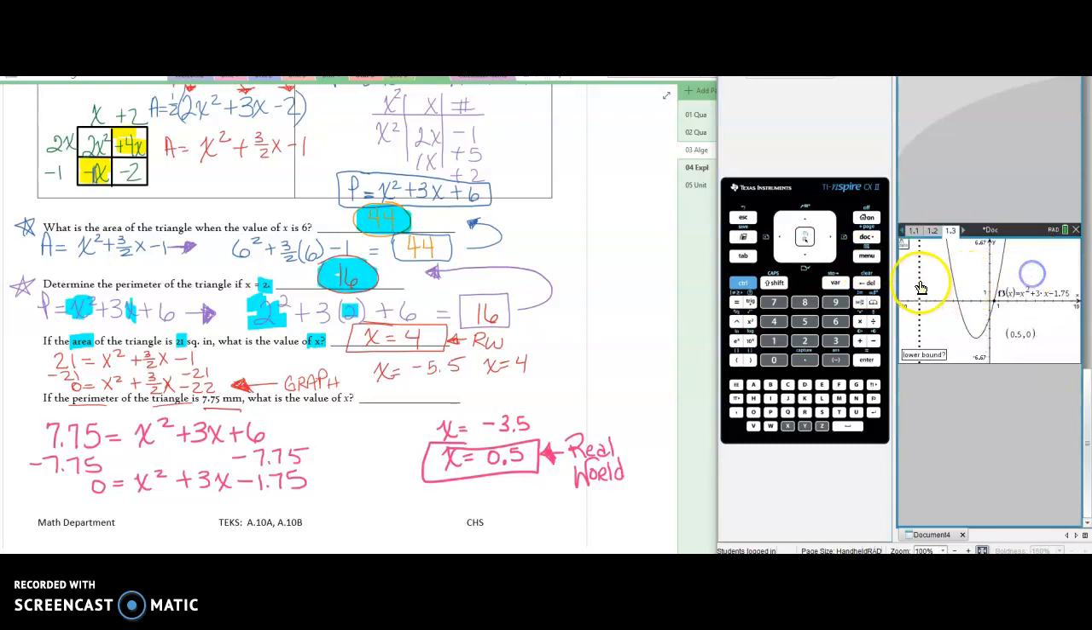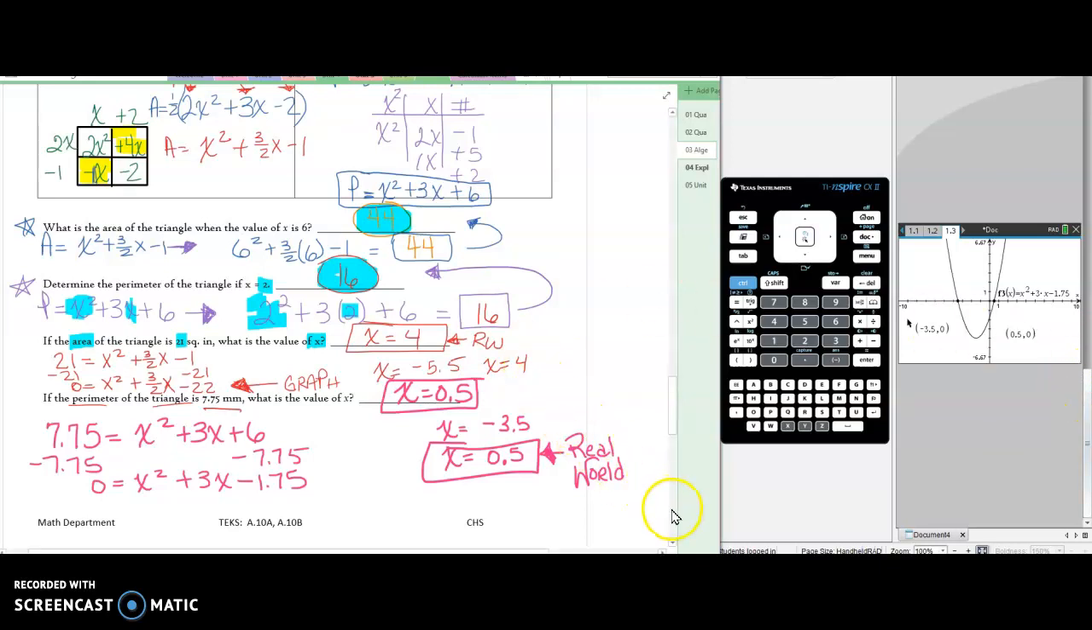I'm going to go ahead and analyze and find the negative, right? So my value of x is going to be 0.5. All right, so that is my real world solution for x if the perimeter of the triangle is 7.75. All right, so we have some more on the second page.